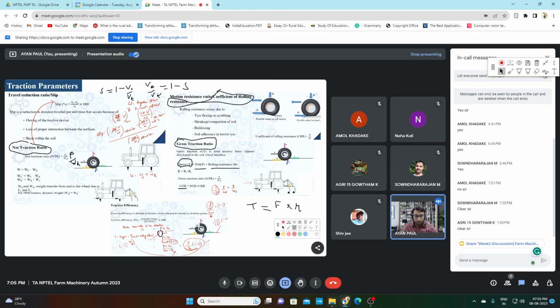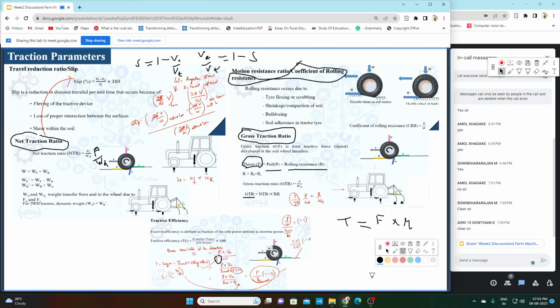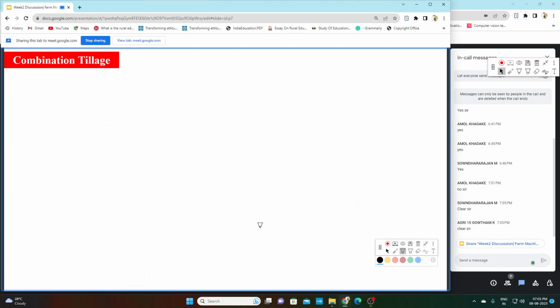What is our next topic? Our next topic is combination tillage. Now we are done with the tractor part. We are done with the tire and soil interaction. Now we are moving on to the next topic, that is combination tillage.